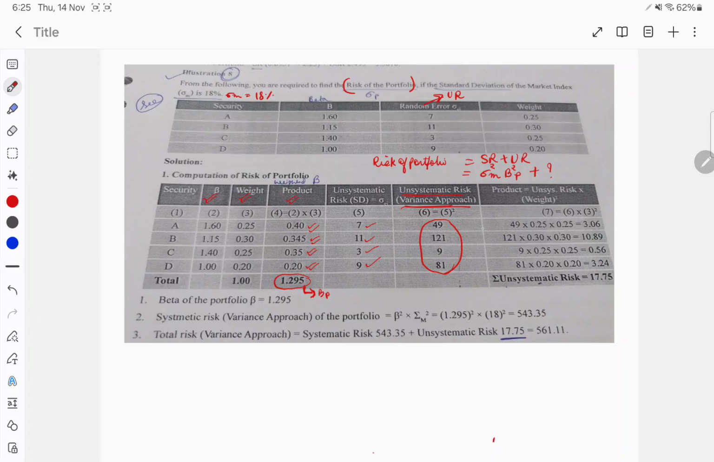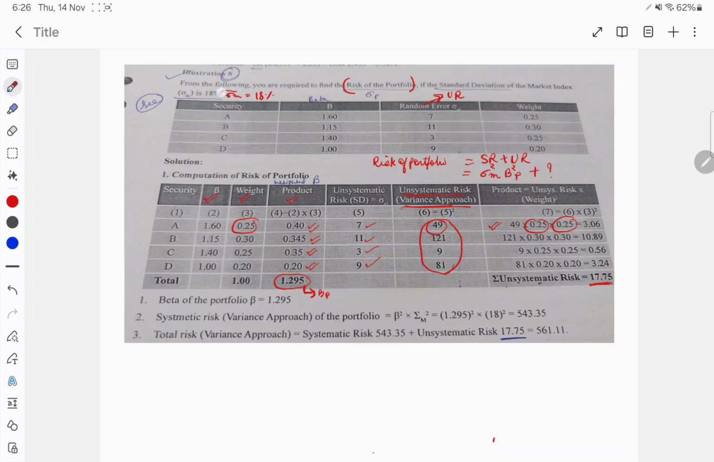Similarly, in this question also, we'll do the same thing. The unsystematic risk, which was 49, we multiplied with the weight given in the question, which was 0.25, weight square. Similarly for B, C, D, you'll do the same thing I have explained. So this will give you the unsystematic risk of the portfolio. Now, how to calculate systematic risk, I have explained: we'll take the square of the standard deviation of the market and the beta of the portfolio square.